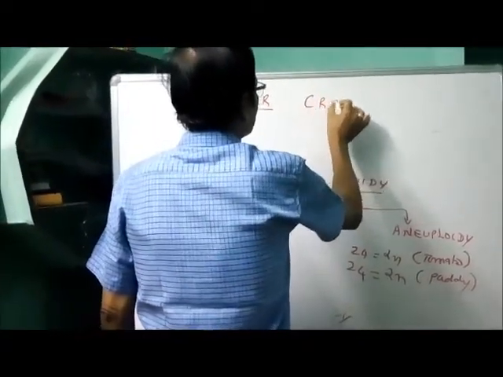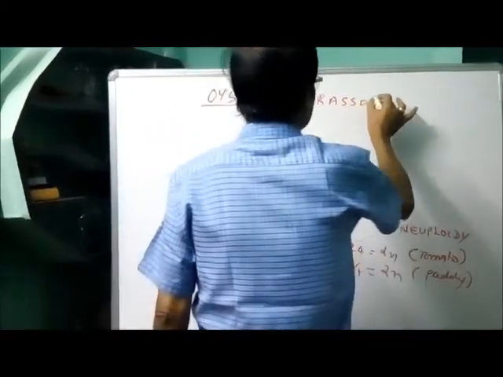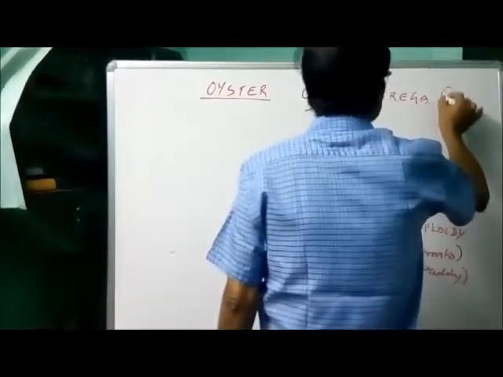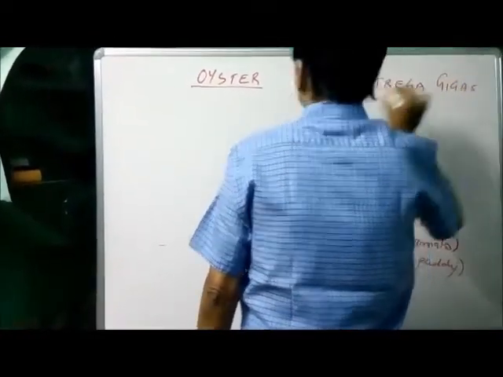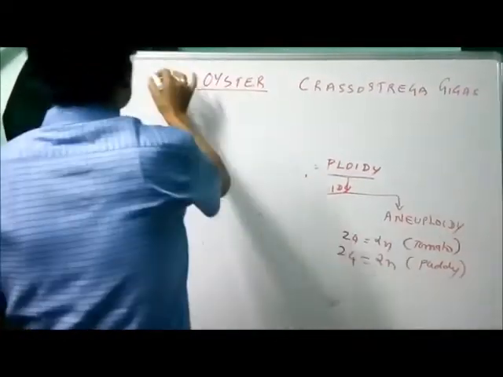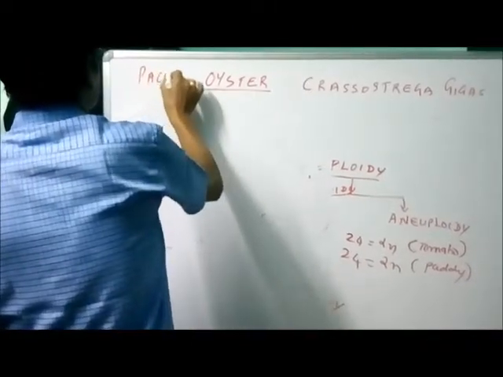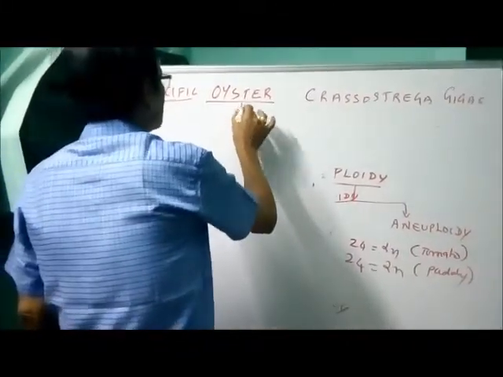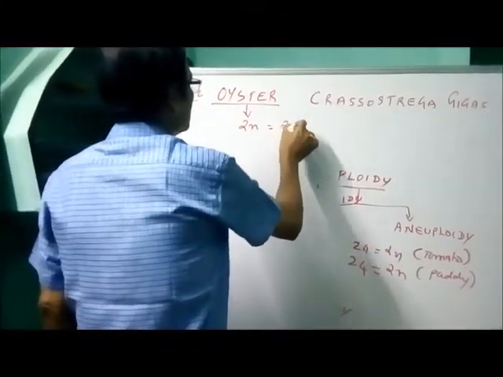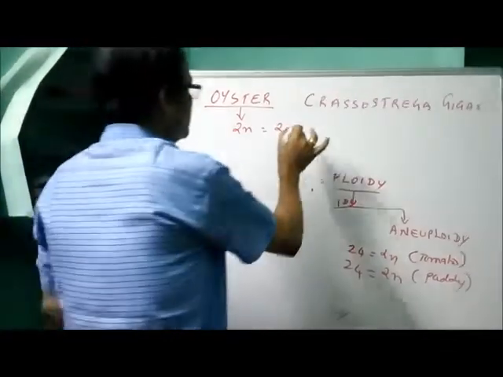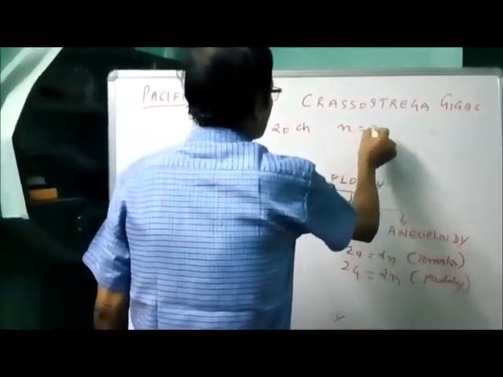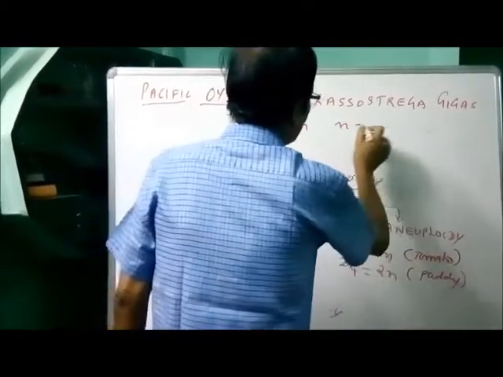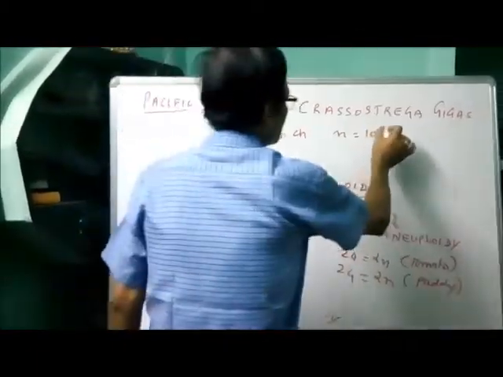So, Crassostrea gigas. This is an oyster, a Pacific oyster living in the Pacific Ocean. Now the diploid oyster has 20 chromosomes. That is, n is equal to 20. Sorry, n is equal to 10. The diploid number is 20, n is equal to 10 chromosomes.